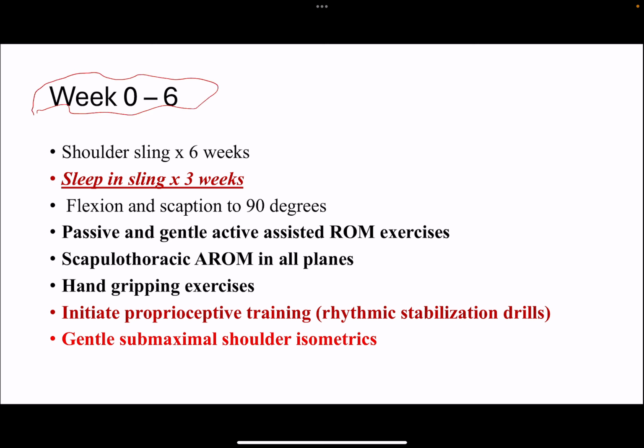Here we go back to discuss the other rehab protocol. As we said, shoulder sling for the first 6 weeks. We tell the patient that he will sleep in the sling for the first 3 weeks. Active flexion and scaption to 90 degrees.